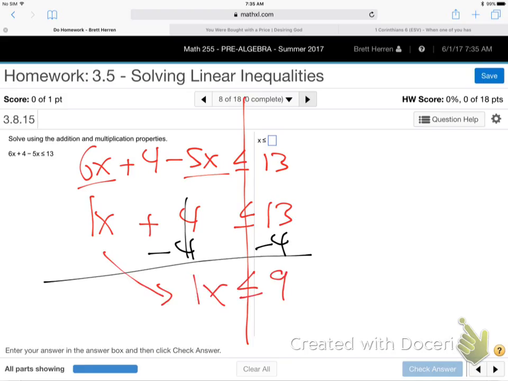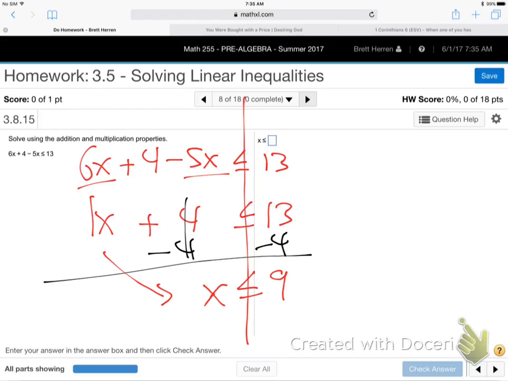And that's 9. Like that. And that's it, we're done. 1x, you don't need to do anything with that 1. By the way, I've seen some students, they'll divide by the 1 or whatever. But remember, what is 1 times x? Just x. 1 times, you can just erase it. Remember, 1s are invisible, really. 1 times x is just x. So we're done right there.